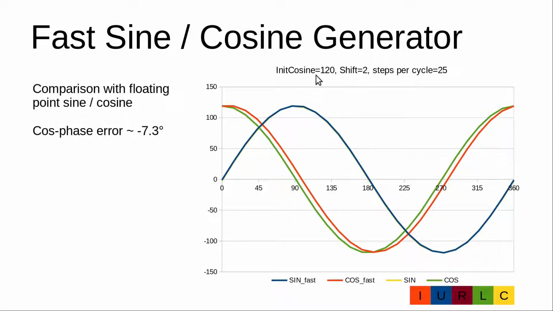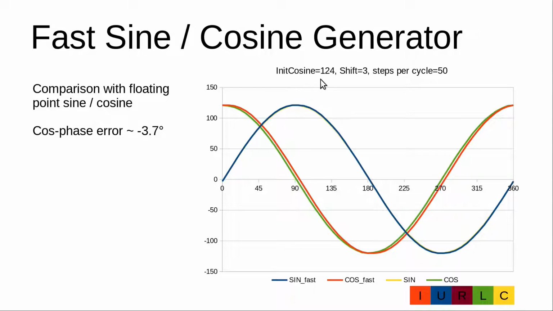With an init cosine of 120 and a shift of 2, we get 25 steps per cycle and a cosine phase shift error of minus 7.3 degree. And we see that the sine function is really very close to the original sine function. Only the drawback is the phase shift error here to the cosine function. With an init cosine of 124 and a shift of 3, we get 50 steps per cycle and a cosine phase error of minus 3.7 degree. And also here the output of the generator is very close to the original sine function, and the phase error is now a little bit smaller.